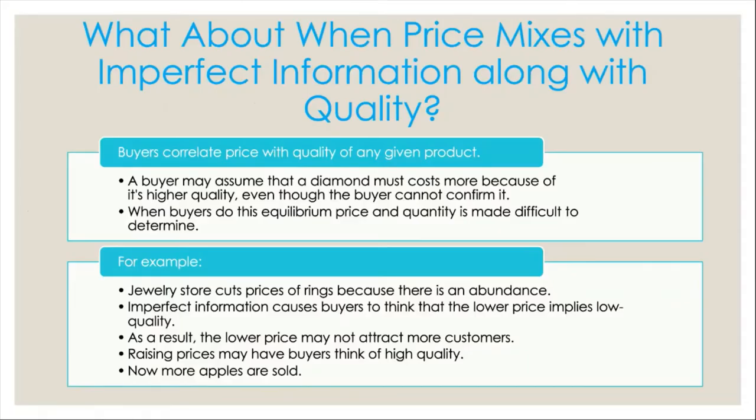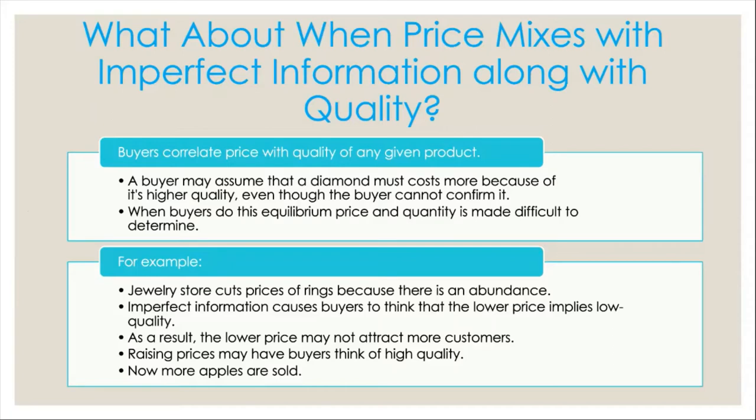What about when price mixes with imperfect information along with the quality? Well, buyers correlate price with quality of any given product. A buyer may assume that a diamond must cost more because of its higher quality, but even then, the buyer cannot confirm it. When buyers do this, equilibrium price and quality is made difficult to determine.